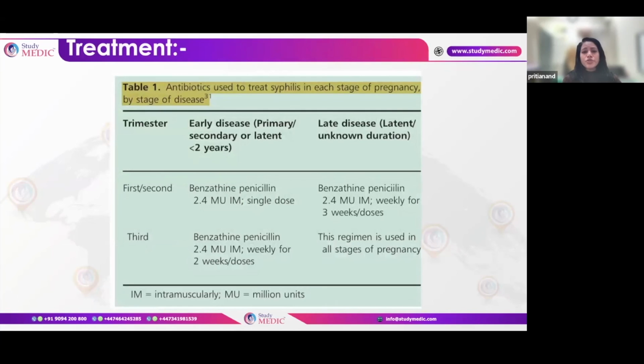Again, a very important question for your exam: if the patient has syphilis in pregnancy, how to manage it. Benzathine penicillin for early syphilis is a single dose if the patient presents in the first and second trimester. If she is presenting in the third trimester, then 2 doses. For late syphilis, in any trimester she comes, she always needs to receive 3 doses of benzathine penicillin, weekly for 3 doses.